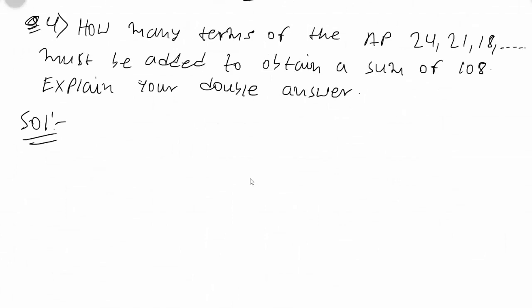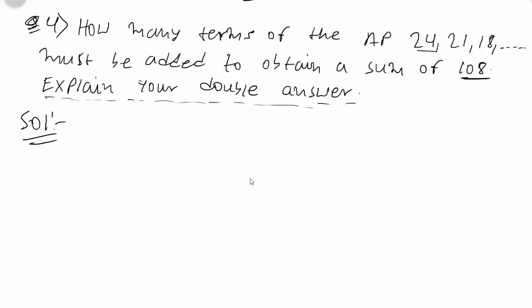This is the next question. How many terms of the AP 24, 21, 18 must be added to obtain a sum of 108? So the sum is given, we know A, we can obtain D, and they have asked how many terms, meaning we don't know N. We need to find N here. Also, the question has a second part which says explain your double answer, meaning are we going to get a double answer? Let's see, and why a double answer?